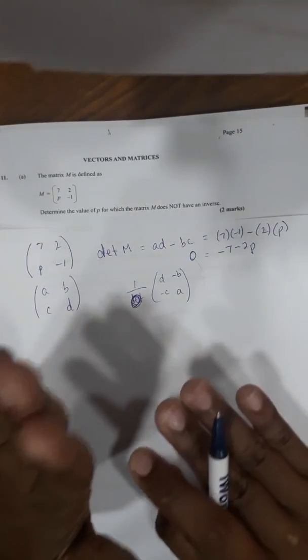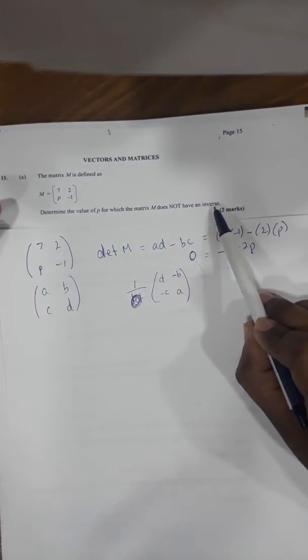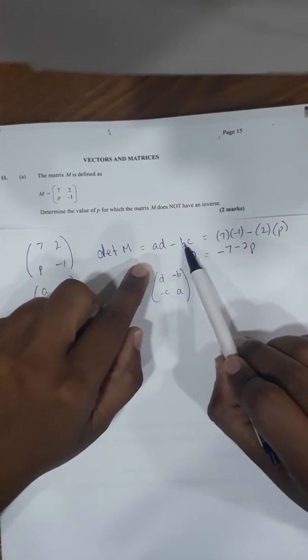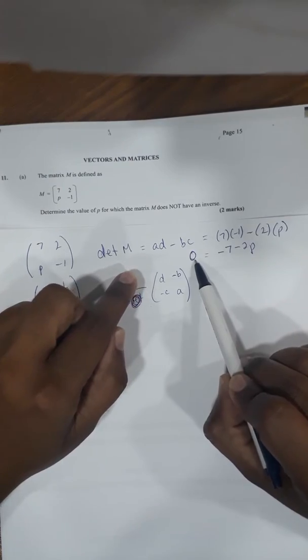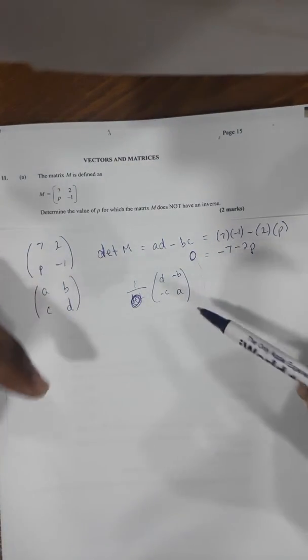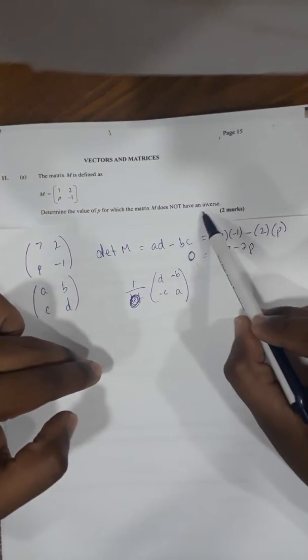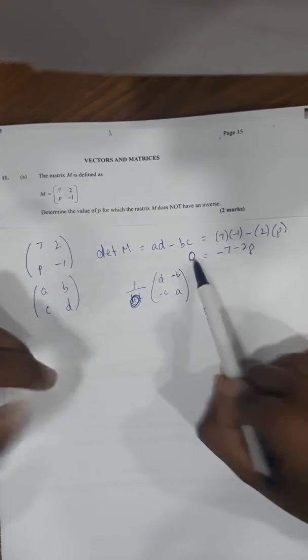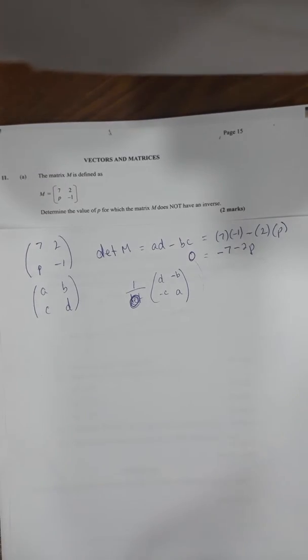Now, please keep in mind, if a matrix has an inverse, you cannot equate AD minus BC to 0. Only, and I repeat, only if the matrix does not have an inverse then you can equate AD minus BC to 0. Because obviously, you would have gotten a number otherwise.